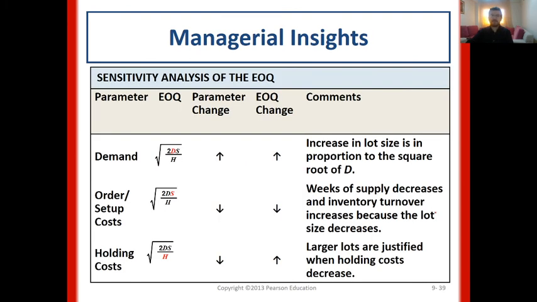Okay, so let's take a look at the effects of the change in parameters on the lot size. If demand increases, you can simply see that this is equal to Q, right? Q will increase in proportion to the square root of demand, right? So if annual demand increases, the lot size is expected to increase.